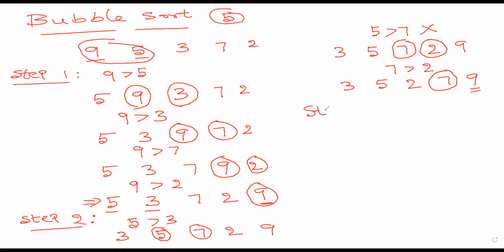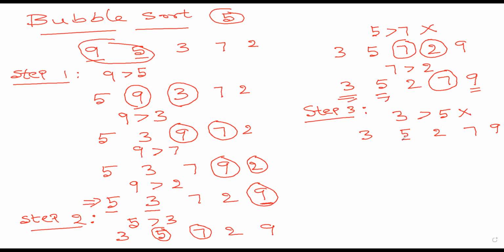Now come to step 3. Here also we have to start from the 0th position. So the 0th position element we have to compare with the first position element. At the 0th position we have 3 and at the first position we have 5. 3 is greater than 5 is wrong, so there is no need to swap those two. So 3, 5, 2, 7, 9. Okay, so comparison of the 0th position element and the first position element is completed.